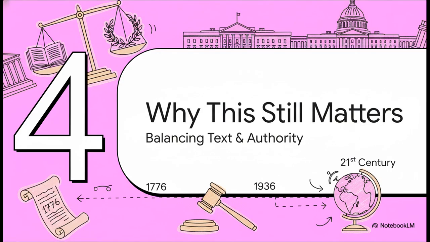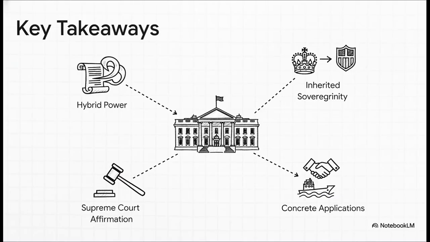Okay, so we've seen where these powers come from and what they look like in practice. But why does a legal concept from 1936, based on something that happened way back in 1776, still matter so much in our world today? All right, let's pull all these threads together. The big takeaway is that the president's power in foreign policy is a hybrid. It's part written down in the Constitution and part inherited from this big idea of sovereignty. And remember, this isn't just a theory. The Supreme Court has backed it up. And it has very real consequences for everything from maritime security to international diplomacy.